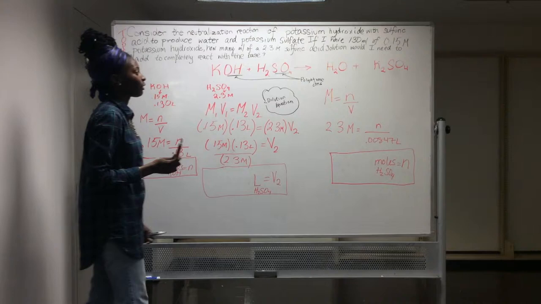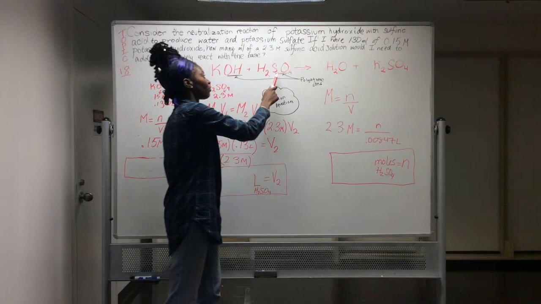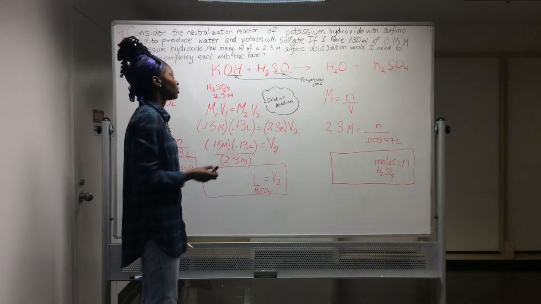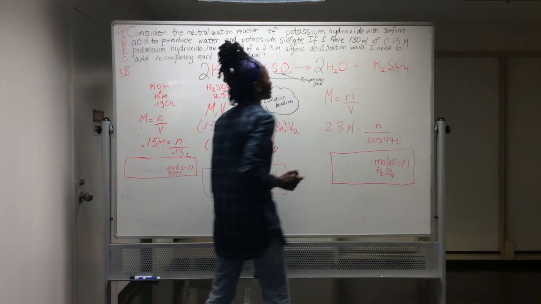First, we write the equation out. From prior knowledge of the polyatomic ions, we know that hydroxide is OH with a negative charge, and sulfate is SO4 with a negative 2 charge. But we don't stop here. We have to balance the equation. On the right-hand side, we have 2 potassiums, so therefore we need 2 potassiums on the left-hand side as well. On the left-hand side, we have 4 hydrogens, so therefore we need 4 hydrogens on the right-hand side as well. Now we can begin.